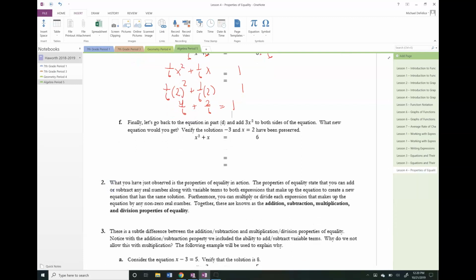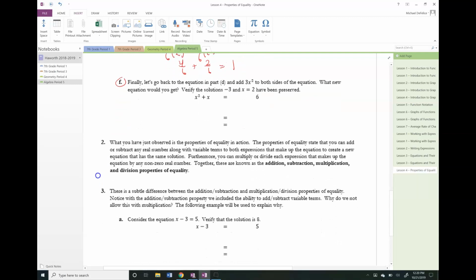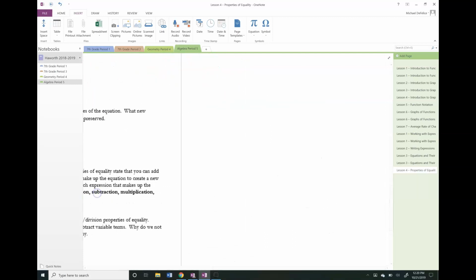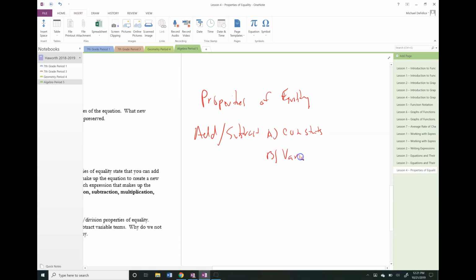For F, they wanted you to go back to part D and try adding 3x squared onto both sides and checking that your solutions would be the same. I'm going to leave that one for you. So these are the properties of equality. And you'll notice that when we did the properties of equality, we are allowed to add or subtract by constants, but also variable terms.